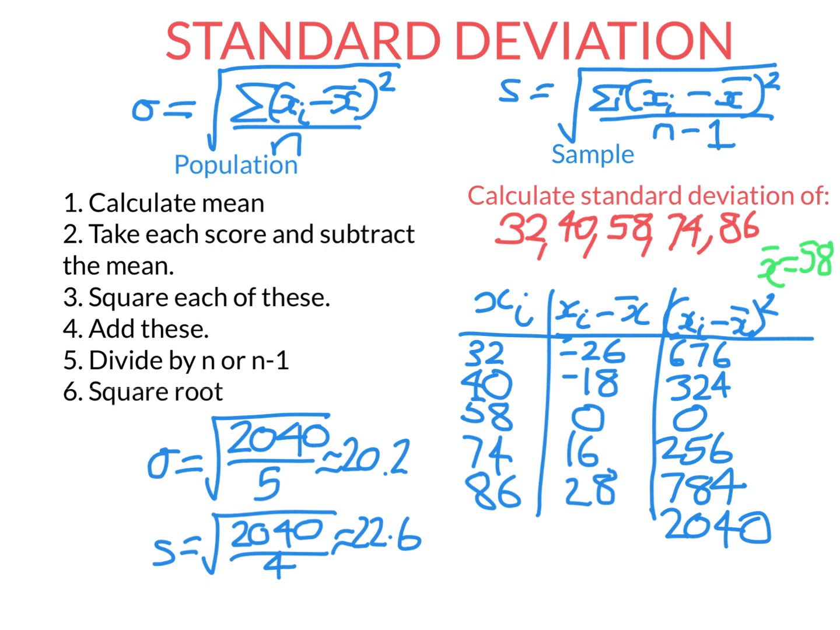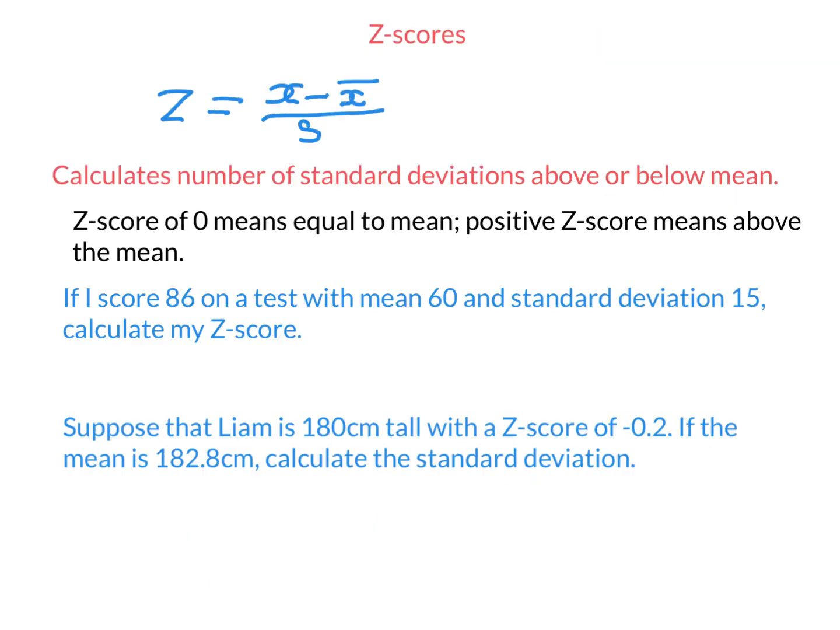All right, let's now look at z-scores. So the z-score formula says the score minus the mean divided by the standard deviation. The z-score formula calculates the number of standard deviations a score is above or below the mean. If it's above the mean, the z-score will be positive. Below the mean, it will be negative, and a z-score of 0 means that it's equal to the mean.